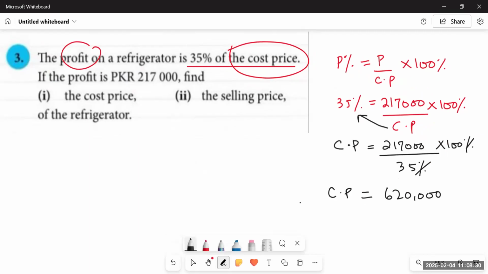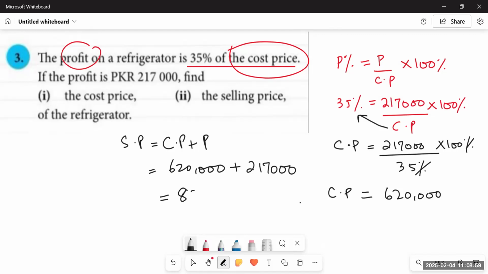How? We know that if there is a profit, it means the selling price would be more than the cost price. The selling price would be CP plus profit, right? CP is 620,000 and profit is given as 217,000. So selling price would be the sum of these two quantities, which would be 837,000. This is the selling price.